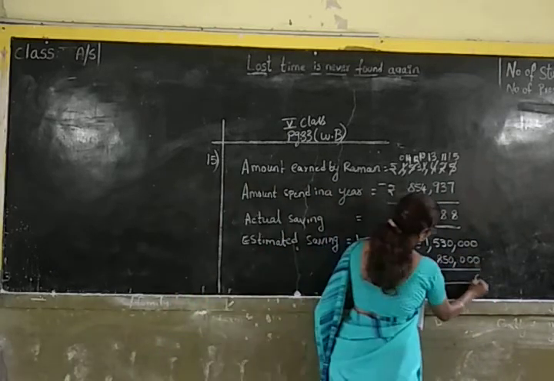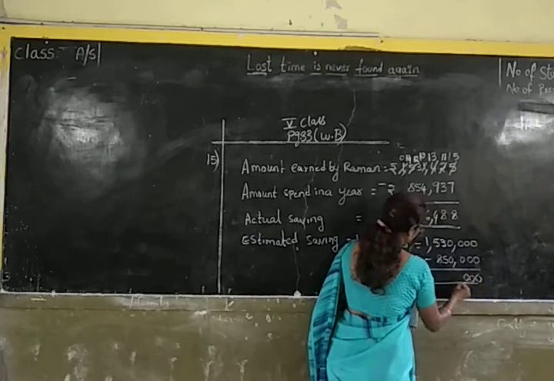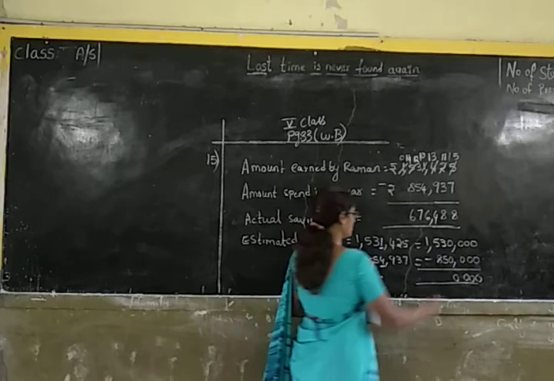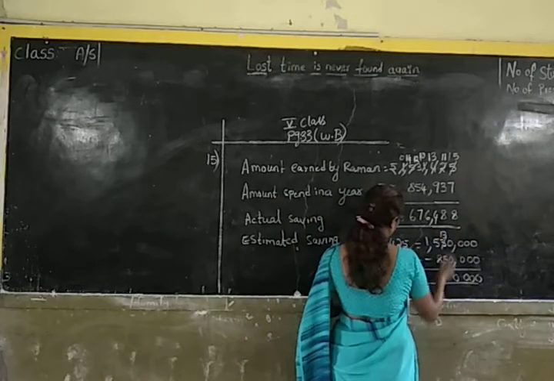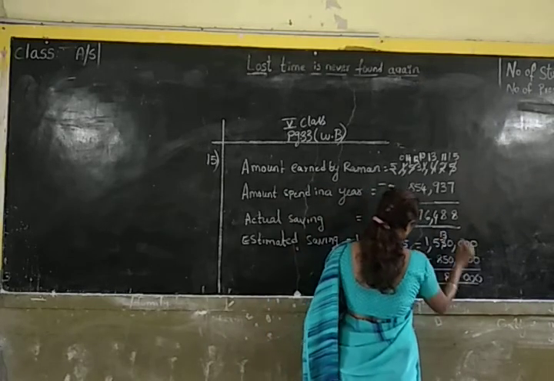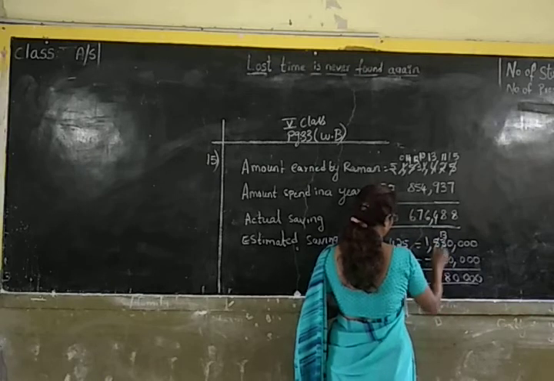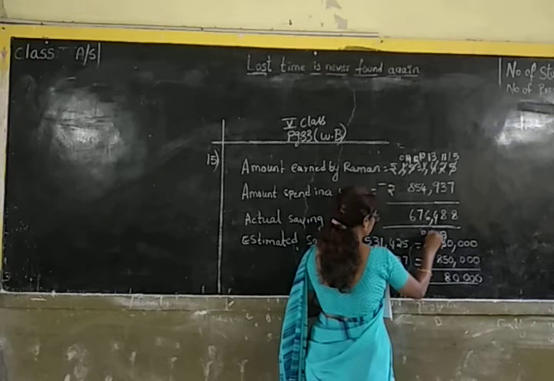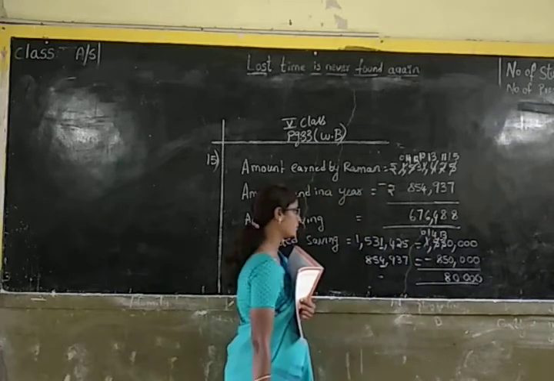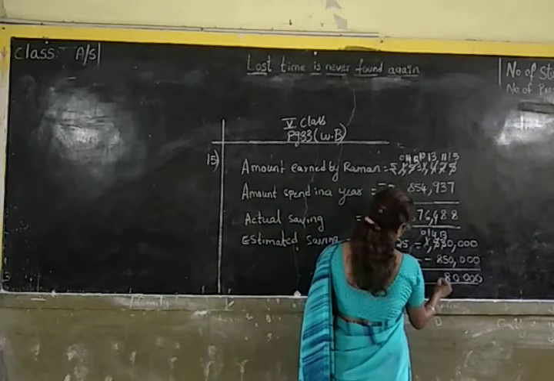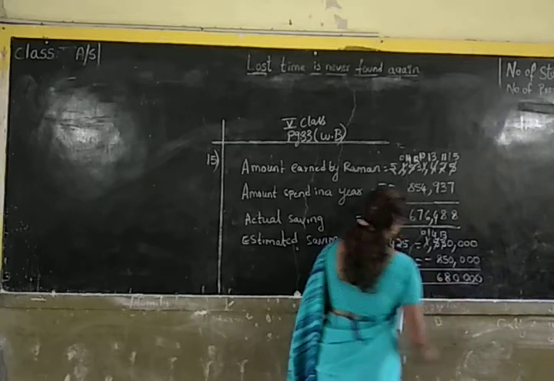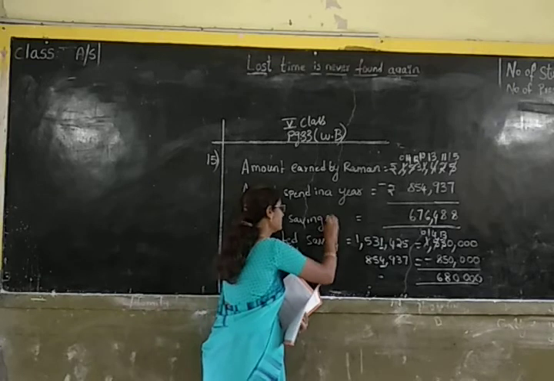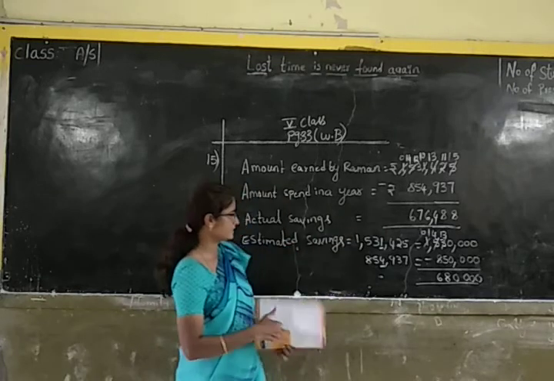0 minus 0 is 0, 0, 0, 0. You can't subtract 5 from 3, so 3 has to borrow. 3 will become 13 and 13 minus 5 is 8. And 5 will become 4. We can't subtract 8 from 4, so 4 has to borrow. 4 will become 14. 14 minus 8 is 6. So this is the estimated savings. This is the actual savings and this is the estimated savings.